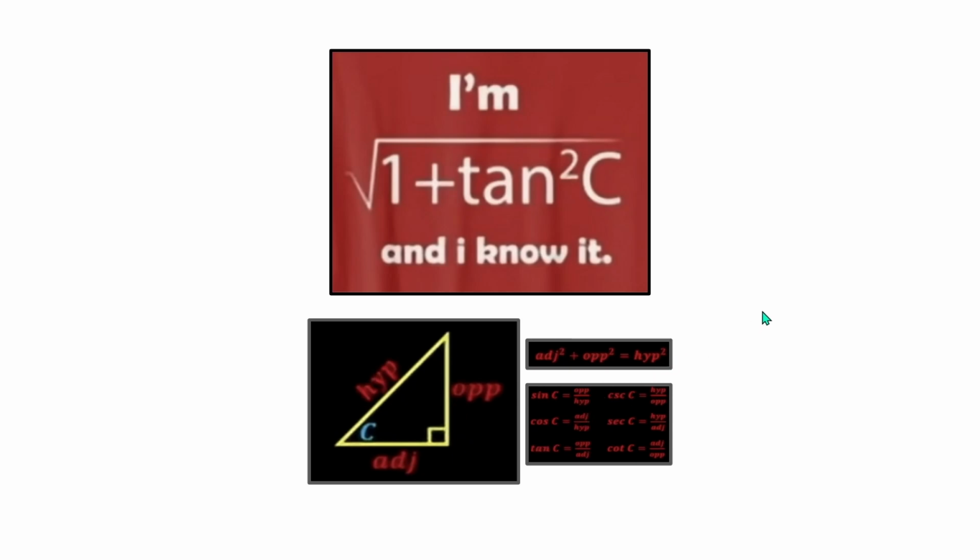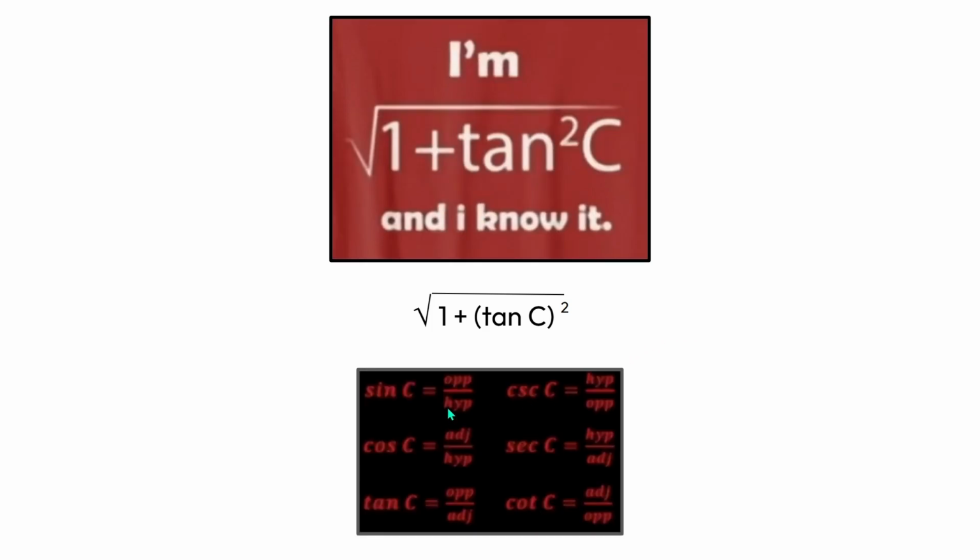Okay, let's get started. So we can rewrite tan squared c as tan c squared, because they're just the same thing. And if we look at these notes, we can see that the tan of any angle is the opposite side over the adjacent side. So we can rewrite that as this. Now, whenever you're squaring a fraction, you can split the square to both the numerator and the denominator. So we get opposite squared over adjacent squared.